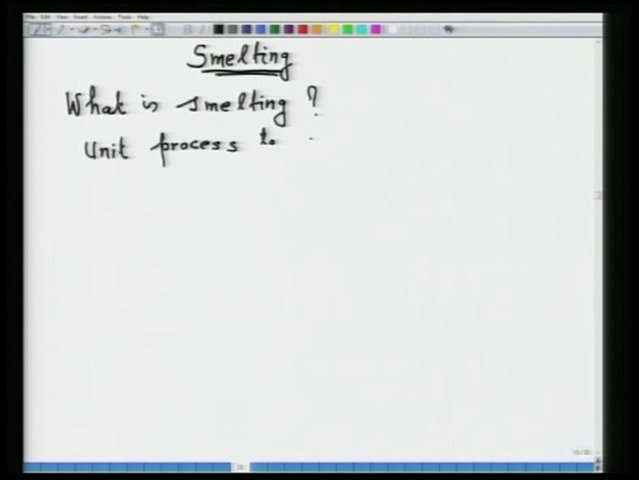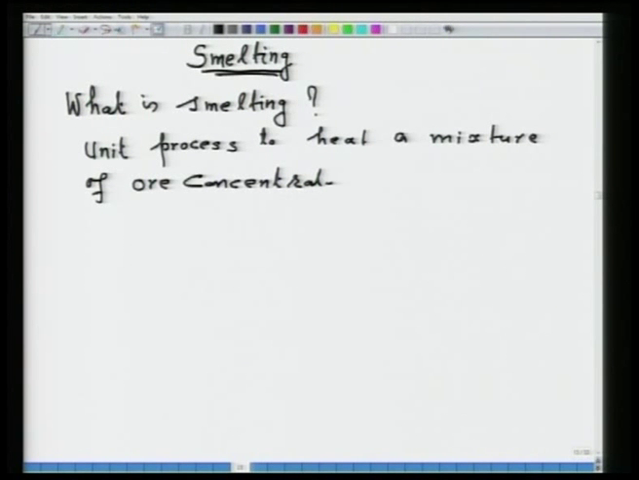It is a unit process to heat a mixture of ore concentrate plus flux plus fuel if necessary above the melting point.